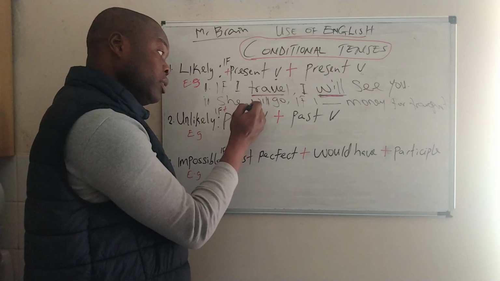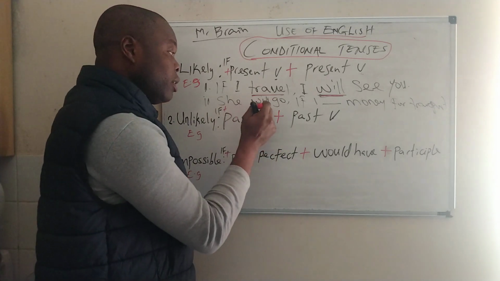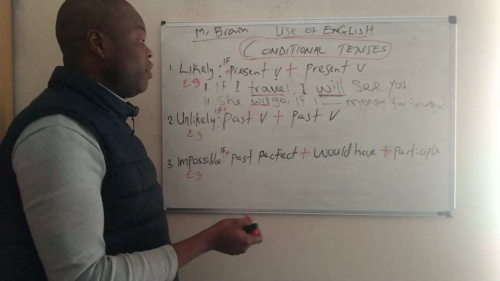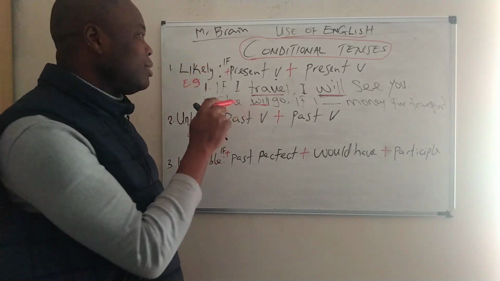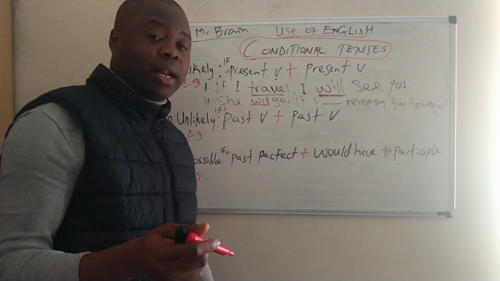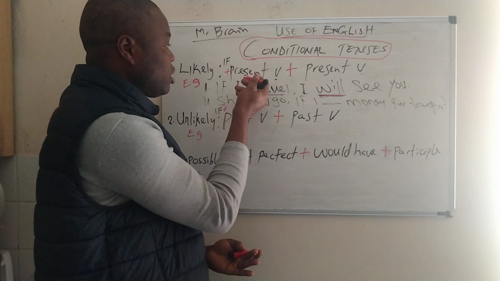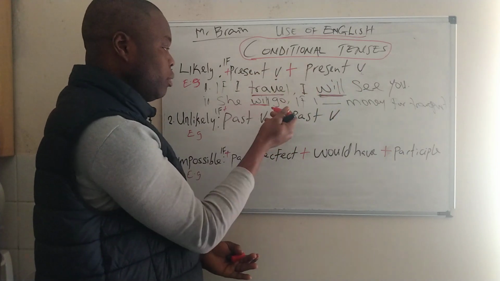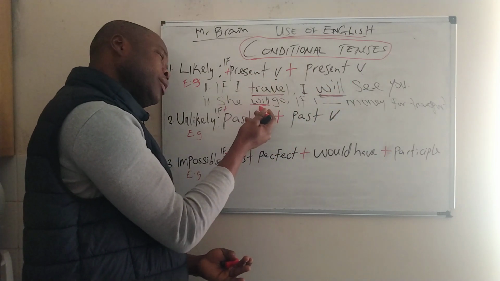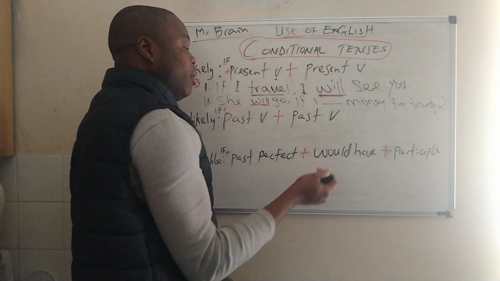We have will. Therefore, on this side now we need a present verb because it's telling us that it's a likely condition, and the formula for a likely condition is what? If plus present verb, plus present verb. This side, the present verb is there. Then we're going to have it there.